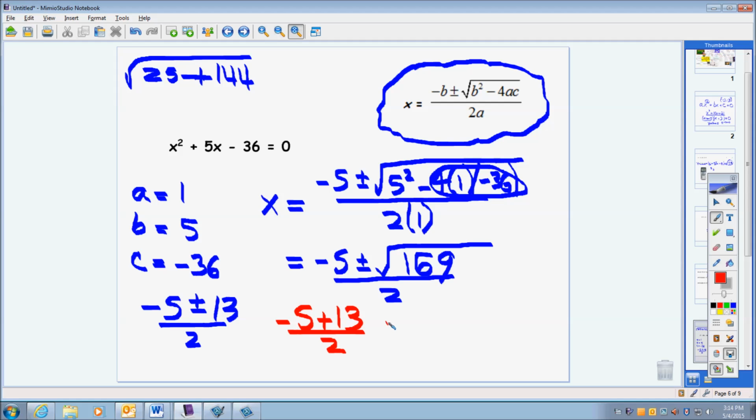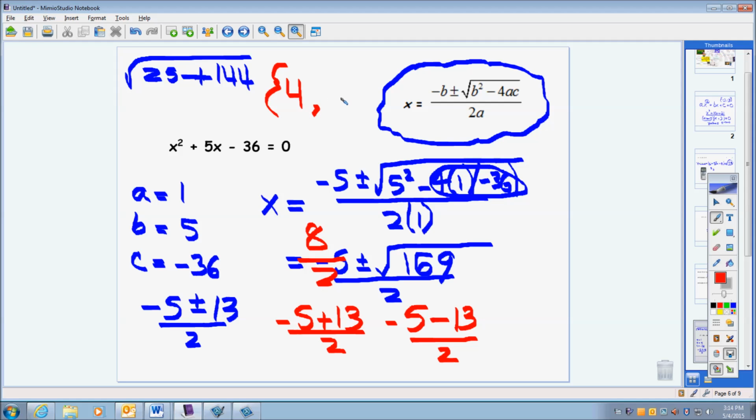That's one answer. And then I'm going to have negative 5, you guessed it, minus 13 over 2. Now, what's that going to give me? Negative 5 plus 13 is 8. So I'm going to have 8 over 2. That's going to become 8 over 2. So my first answer in the funky looking bracket, I'll put it in red, is 4, comma.